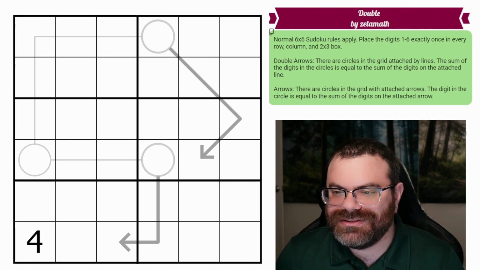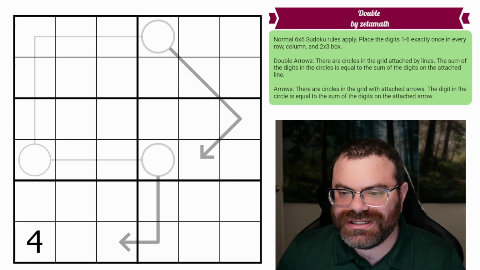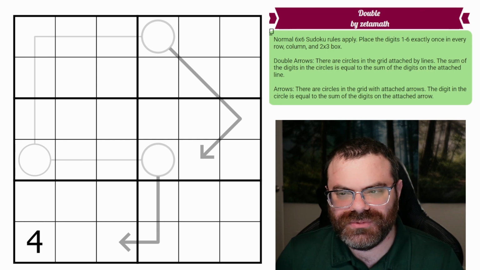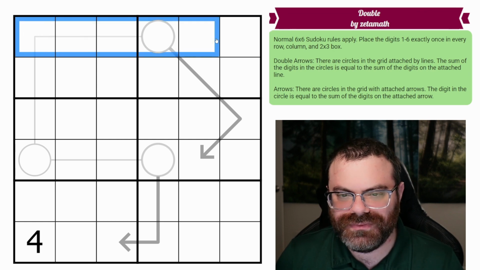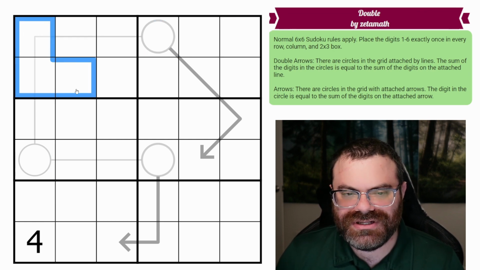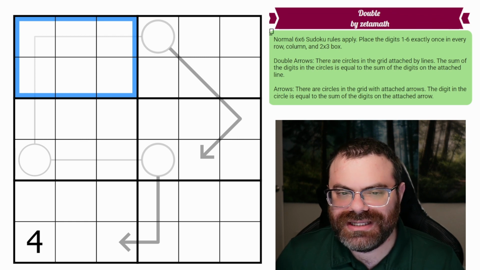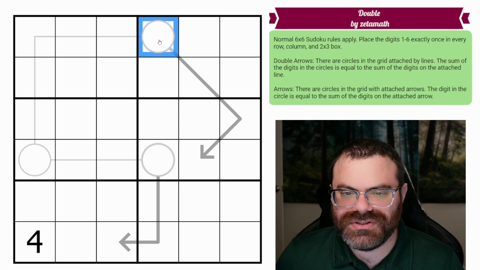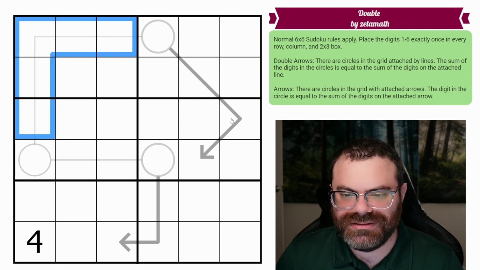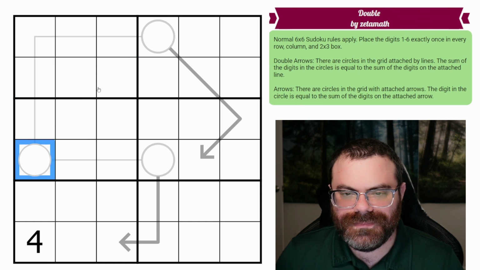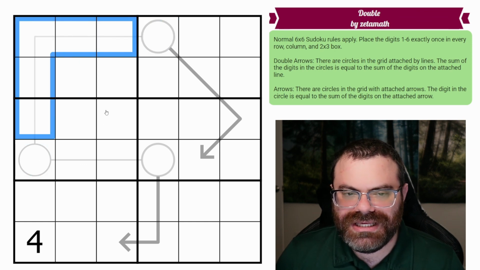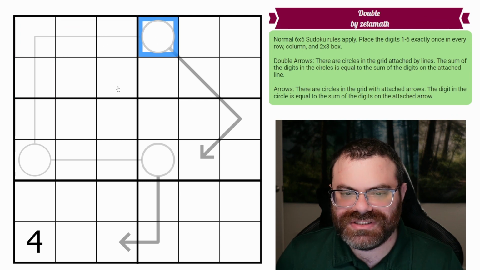And so let's go over the rules just in case you didn't do it yesterday. We have normal 6x6 Sudoku rules in every row, every column, and every 2x3 box. We are placing the digits 1 to 6 exactly once each. We also have double arrows in the grid. So we have circles in the grid that are attached by lines, not arrows, but lines. What that means is that the digits on the line, if you sum them all up, have the same sum as the sum of the two digits in the connected circles.